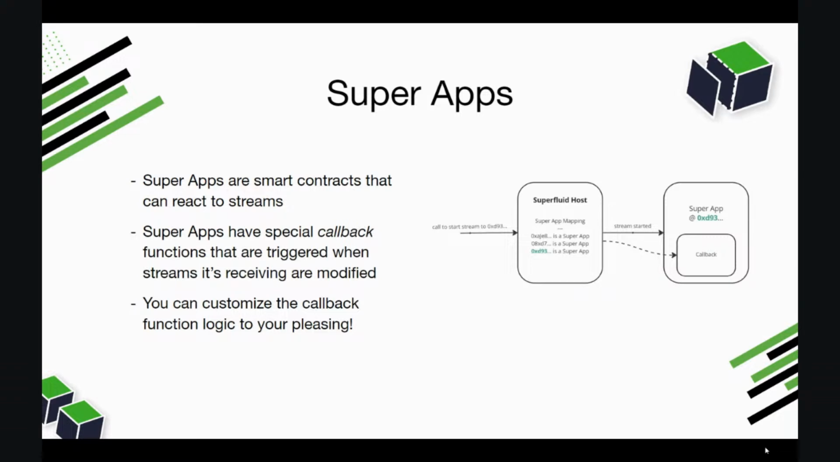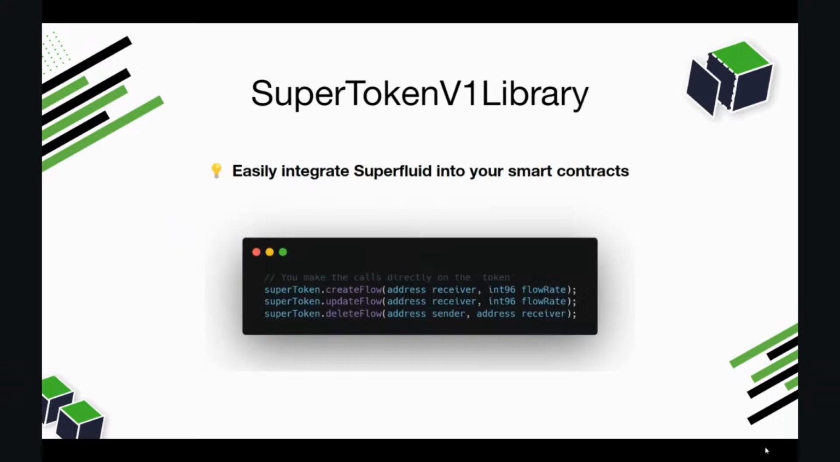So this callback functionality can have any kind of logic. You can customize it to your pleasing. You can make it do whatever you want. You can make it mint you an NFT. If you start a stream to the super app, you can make it start another stream to another account. It is very customizable, and it affords you an additional layer of programmability. So it's really cool, and we'll be using this today.